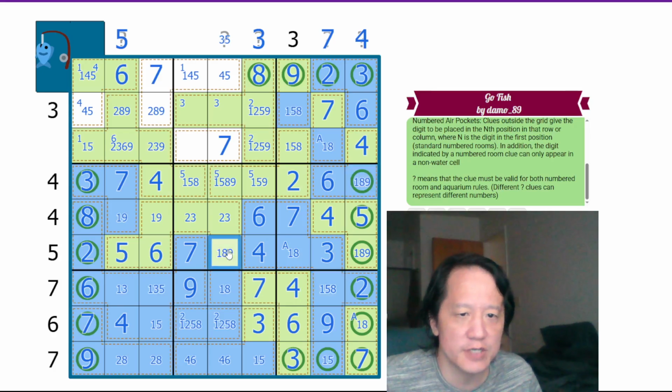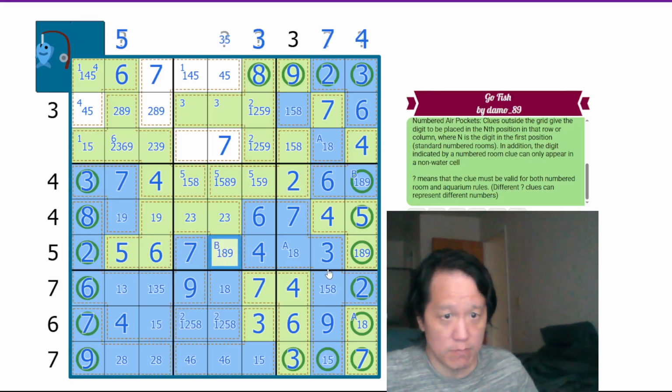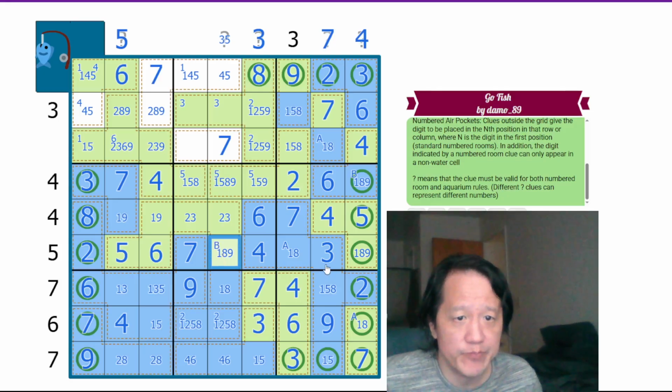This digit is the same as that one, so this is B and B. B is one of those 3. A is one of those 3. So this should be satisfied here. That's 3 waters. Let's just double check.